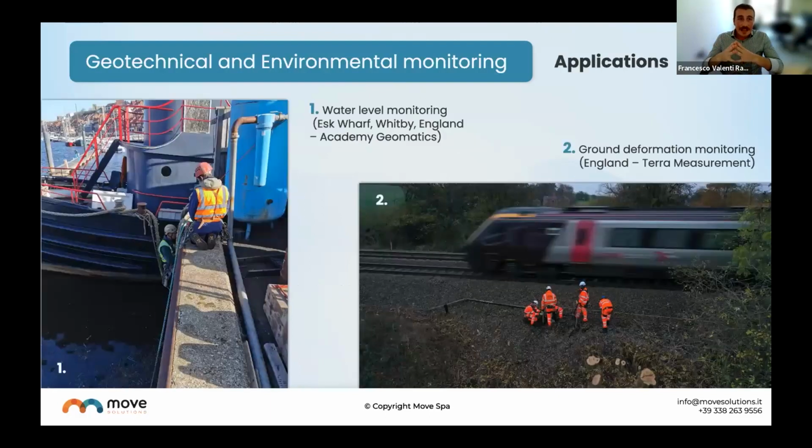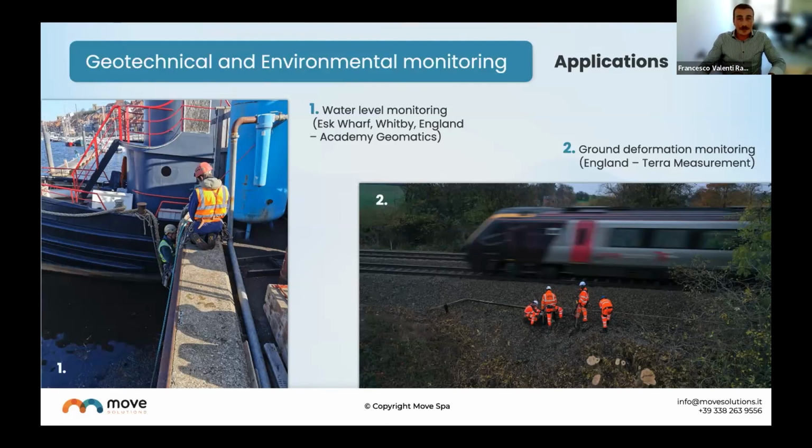As for application, we can talk about two interesting projects from two of the UK technical partners of Move Solution. We have a water level monitoring that was carried out in Hesworth, Whitby, by Academy Geomatics in August 2022. In 2022 there were concerns that the quay wall might have been moving, and the monitoring aimed at verifying the movement of the quay wall.